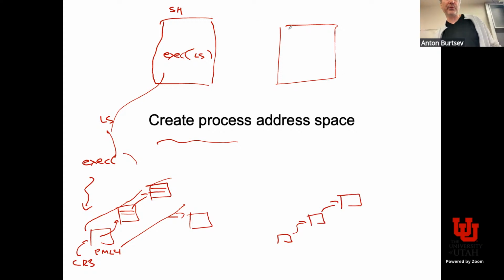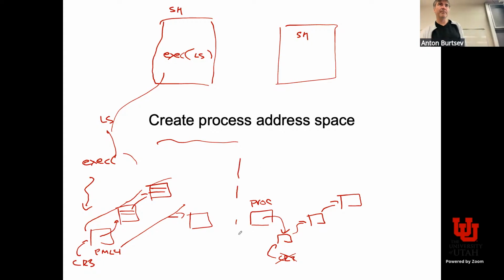Maybe you just forked and this is a parent shell. And it will have a CR3, or rather the proc data structure of this process will point to this hierarchy. We're not touching this, right? So it's another process we don't touch. The question is, can we touch the page table of the process which invoked exec?